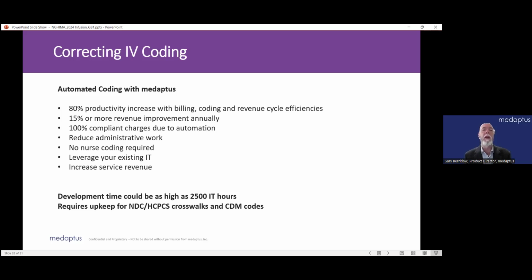As long as your documentation is accurate, no matter how that information gets put into your EHR, you can automate the coding part of it.